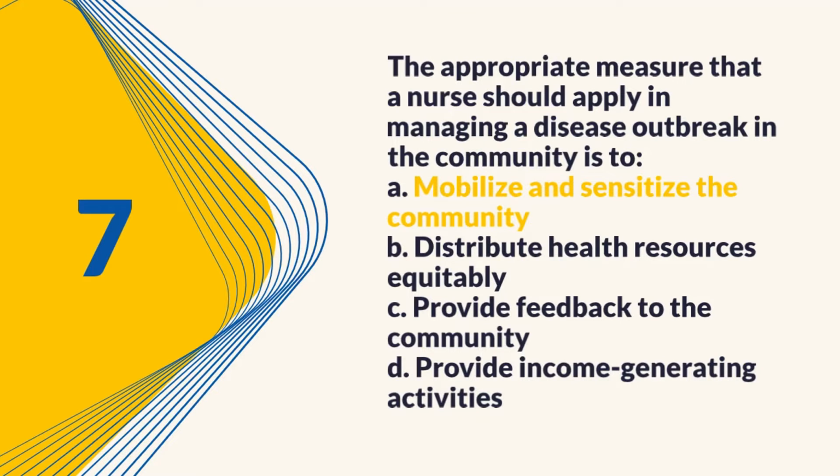In the face of a disease outbreak, the first step is to mobilize and educate the community. This ensures everyone knows the risks and the preventive measures they need to take. Equitable resource distribution and feedback are important too, but they come after community mobilization. Income generating activities, while beneficial, aren't directly related to outbreak management. So, the correct answer is A. Mobilize and sensitize the community.